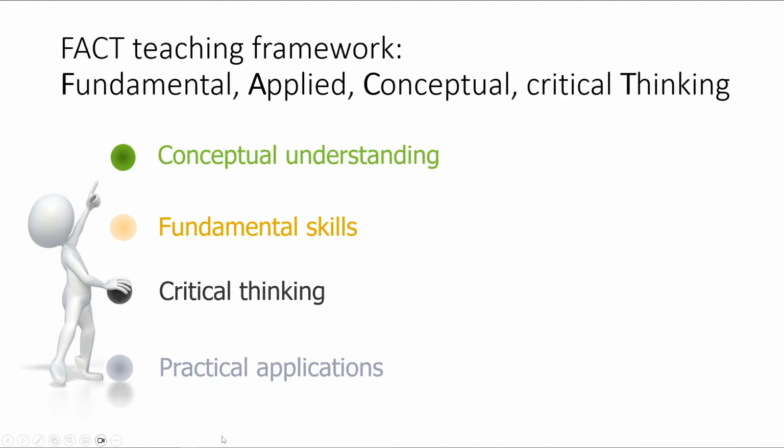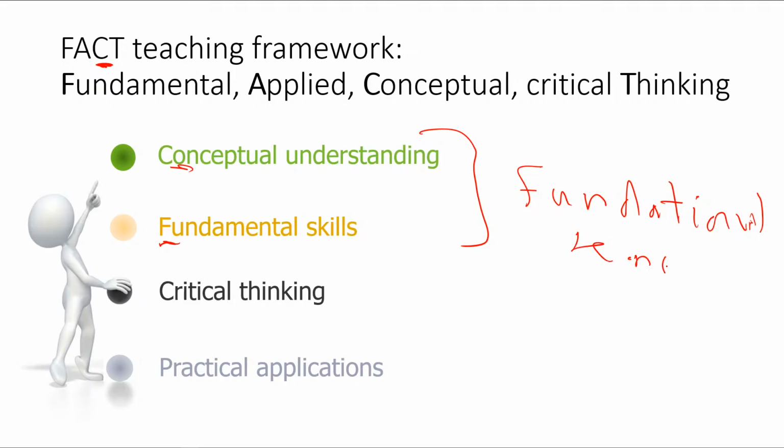So that's what I call the FACT framework. The C stands for conceptual understanding and F for fundamental skills. So these two are the foundational knowledge. And based on this foundational knowledge, we will explore simple engineering problems to solve. That's the critical thinking part. So C is conceptual understanding, F is fundamental skill, T is critical thinking, and A is application, practical application, also called authentic learning.